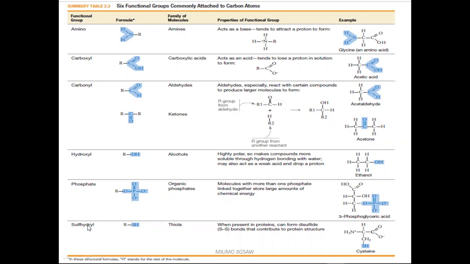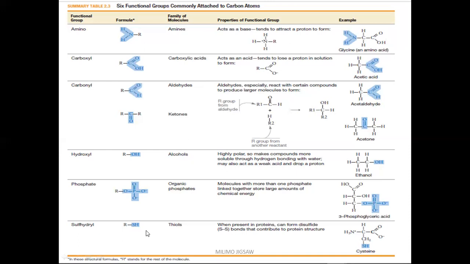Then the other important functional group is the sulfhydryl group, which is R, the carbon skeleton, joined to sulfur, and then sulfur joined to hydrogen. An example of a family of molecules is thiols.